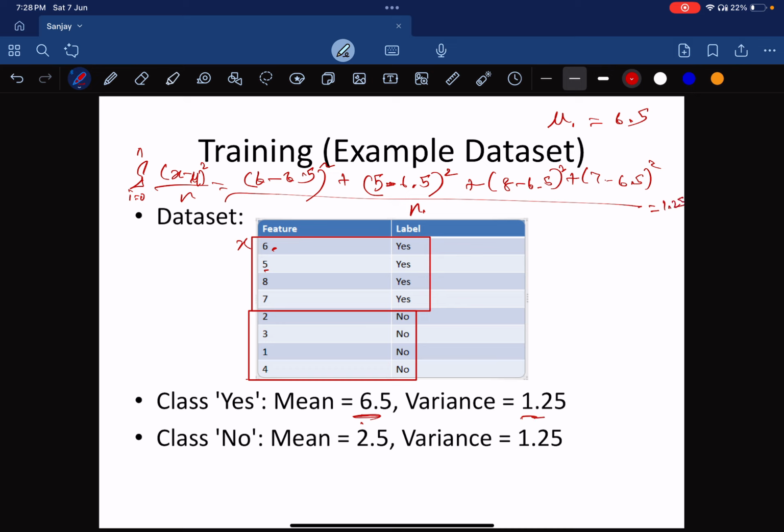Similarly, we do it for the No class, and the mean will be 2.5 and the variance will be 1.25. Both the classes have the same variance for this feature. During the training process, it will simply find the mean and variance. After the training process, it will store these values, the mean and variance for the Yes class within the respective features, and similarly it will store the mean and variance for the No class.